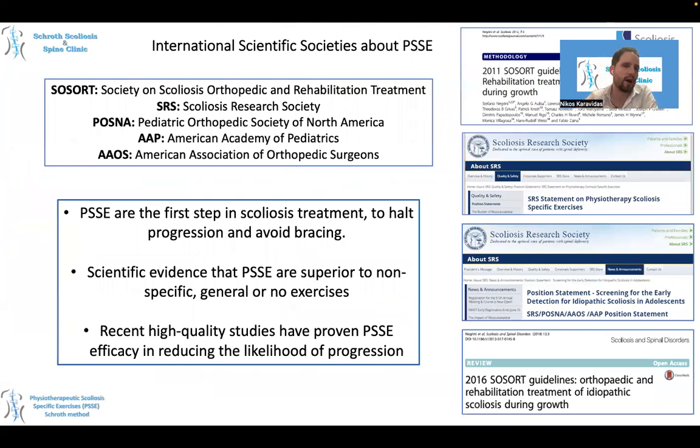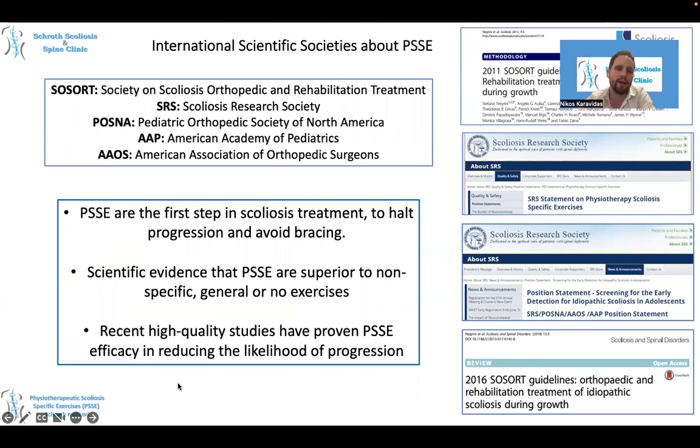And we also have recognition by the international scientific societies. And we have here a statement from the Scoliosis Research Society about physiotherapy scoliosis-specific exercises, and another position statement coming from the SRS, Pediatric Orthopedic Society of North America, American Academy of Orthopedic Surgeons, and American Academy of Pediatrics, and also the guidelines from the SOSORT.